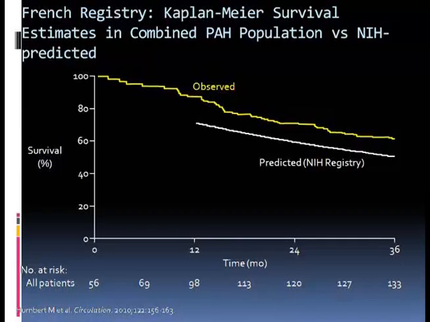And we really don't have that. I mean, the prevalence and the incidence of the disease is not that high. But what are we doing? We are coming up with all sorts of registries, and this is the French registry that shows that the observed survival nowadays in the year 2000 and plus, when we do have some medications available, it's better than the survival predicted by the NIH registry.